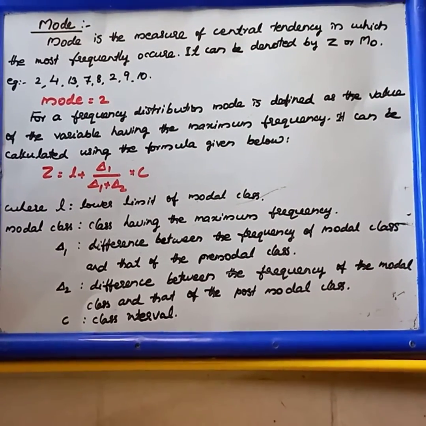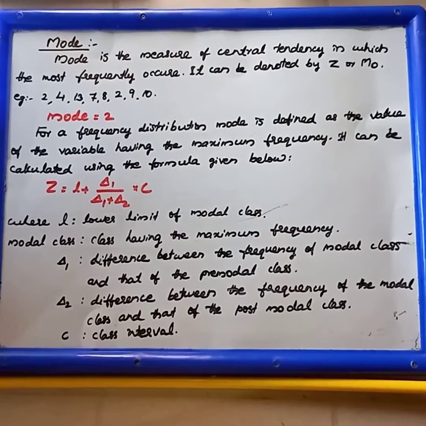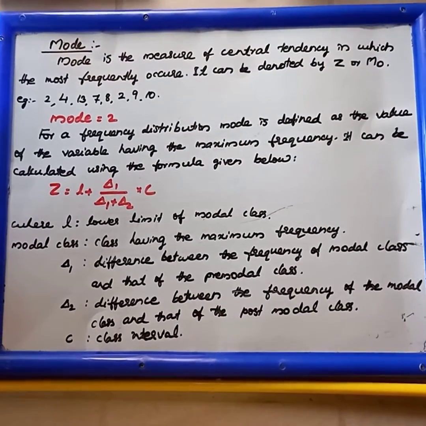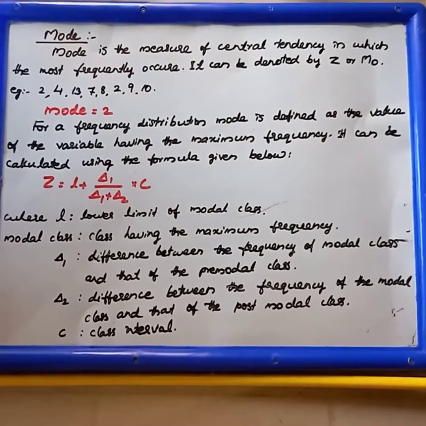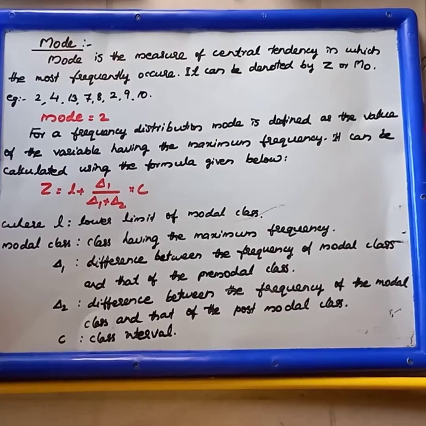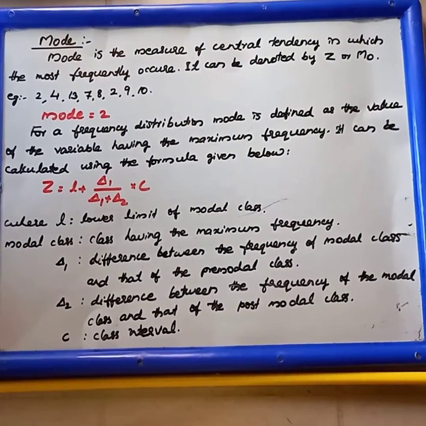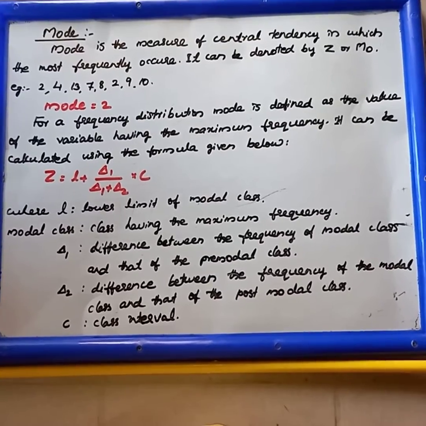Last, central tendency: mode. Mode is the measure of central tendency in which the most frequently occurring value is taken. It can be denoted by capital Z or Mo. Example: 2, 4, 13, 7, 8, 2, 9, 10. Here the repeated value is 2. Therefore, mode is equal to 2.